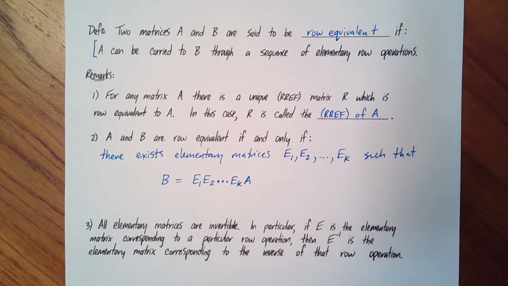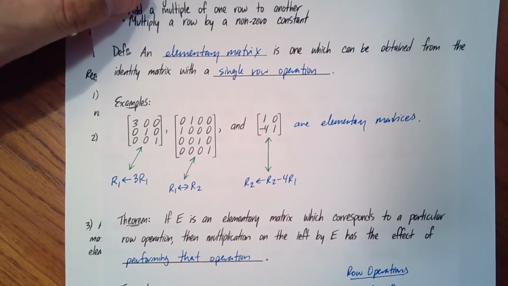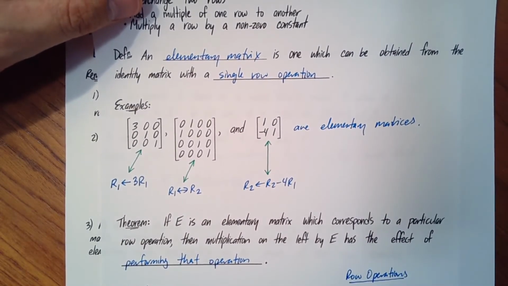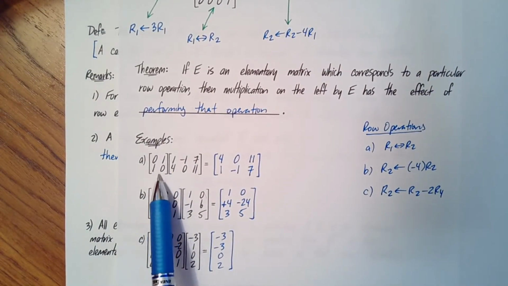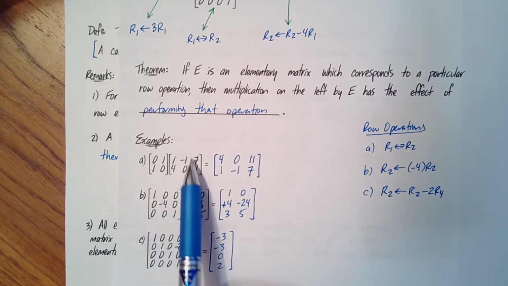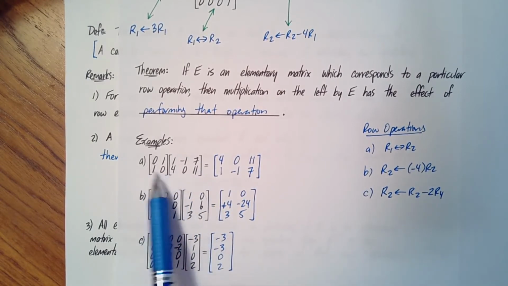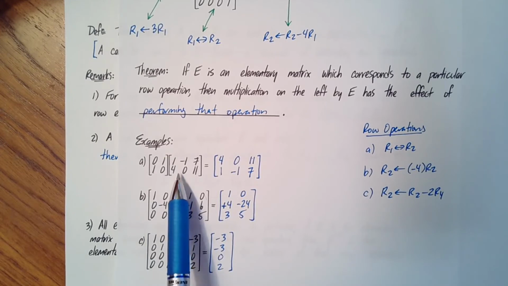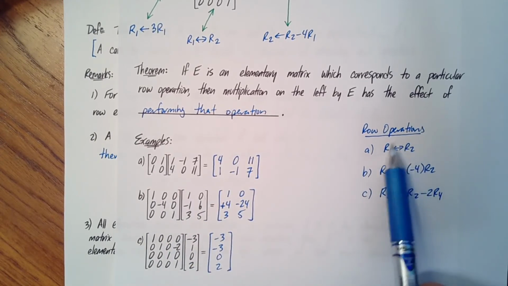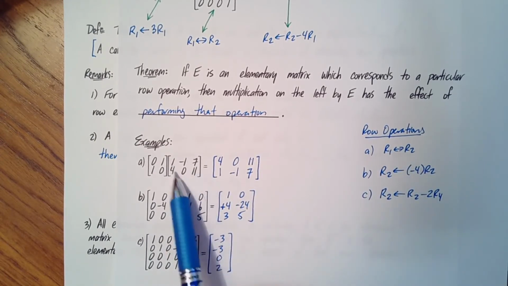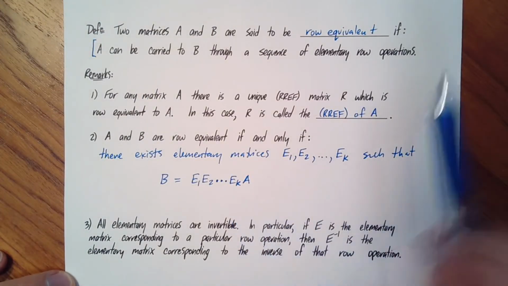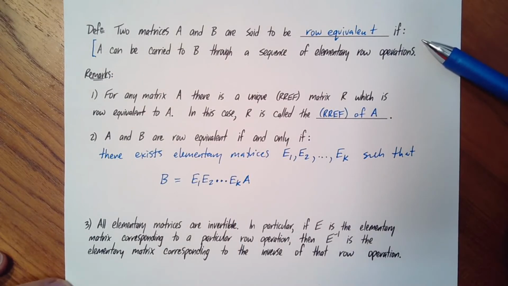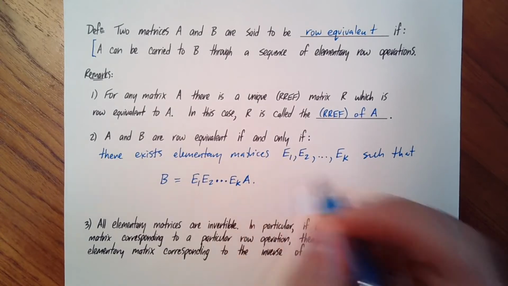Because remember, on the previous page, we talked about the fact that if you take an elementary matrix that corresponds to a row operation, and you multiply another matrix by this elementary matrix on the left, you have the effect of actually performing the corresponding row operation on the right-hand factor. So that's what we're taking advantage of here. This is really just another way of phrasing the definition of row equivalence, but we're doing it in terms of elementary matrices instead. Okay, this is going to become useful later.